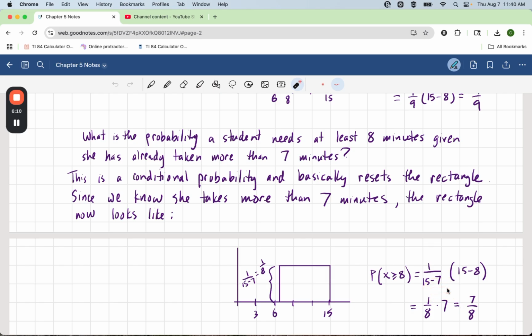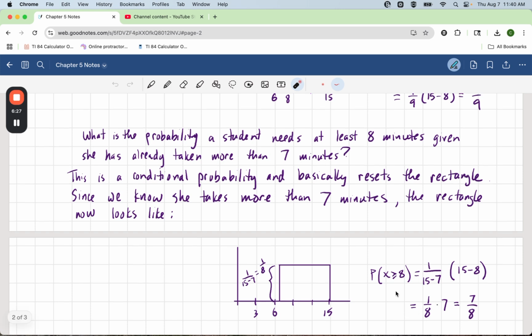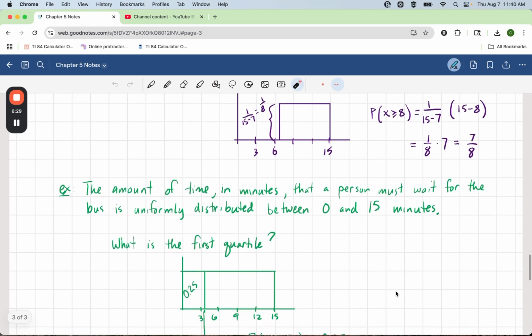So the probability she takes more than 8 minutes, given she already took more than 7, would be 1/8 times 7, so 7/8. All right, so it's tricky, but we should be able to get it if we really understand what conditional probability is trying to ask. All right, let's do another one.